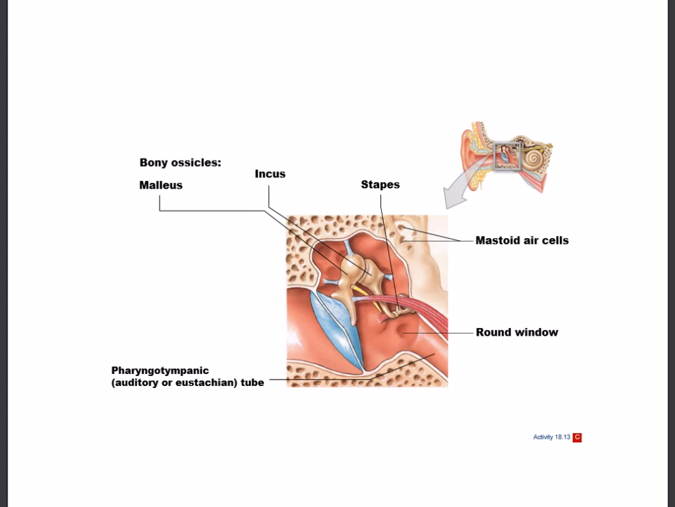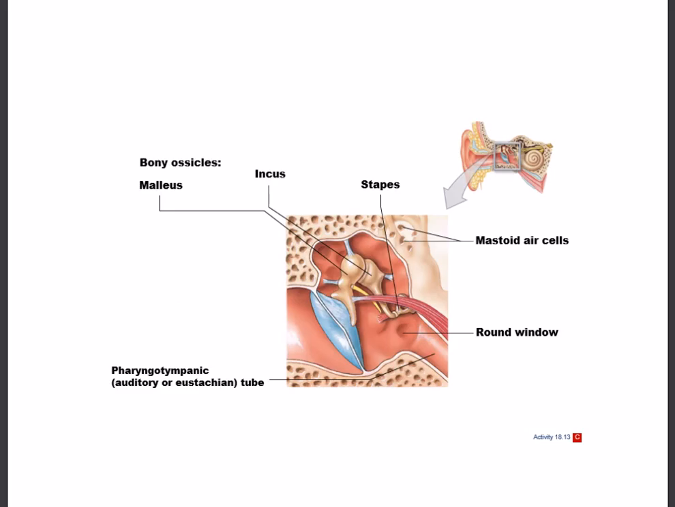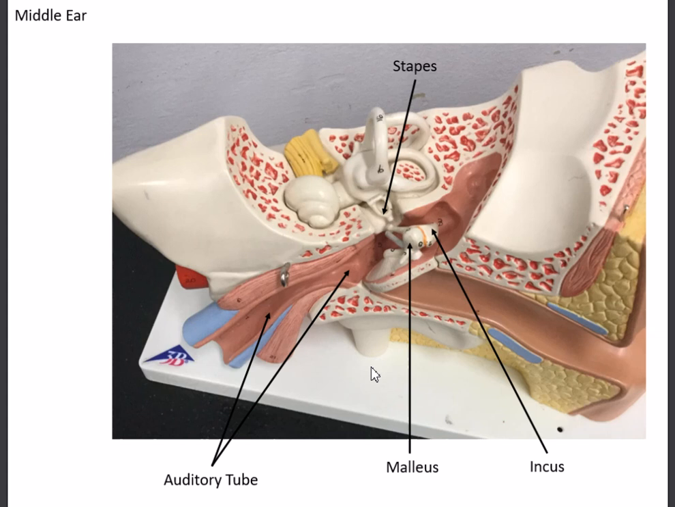There's another important structure known as the auditory tube. We also hear the name the eustachian tube, and probably hear less the pharyngeotympanic tube, but auditory and eustachian is what we hear mostly. This is a tube that connects the middle ear to the pharynx, and it's a way that we can equalize the pressure. Let's bring it up. It's a way that we can equalize the pressure between the middle ear cavity and the outside world.